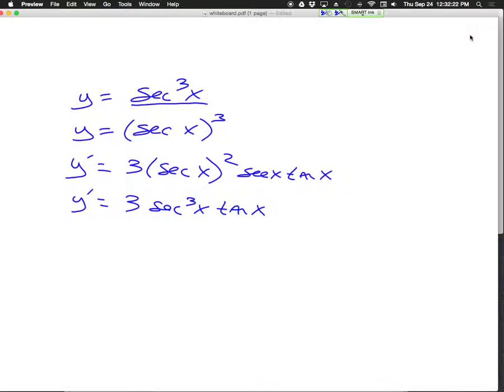So we can take secant squared times secant and get secant cubed out of it. So we end up with 3 secant cubed tangent. Question on that one?